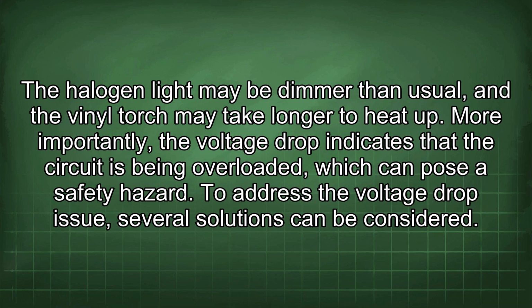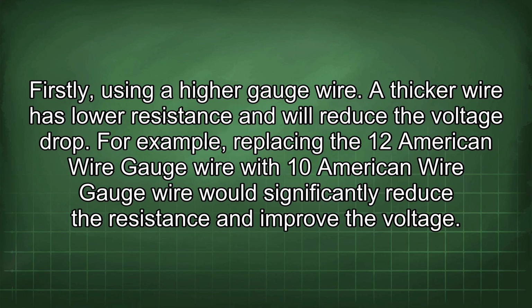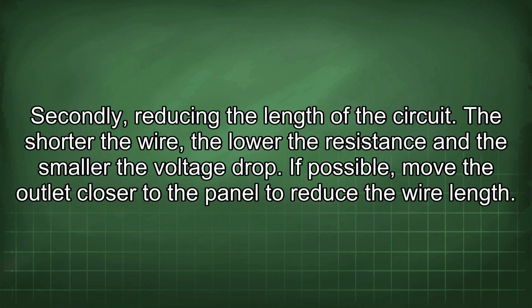To address the voltage drop issue, several solutions can be considered. Firstly, using a higher gauge wire. A thicker wire has lower resistance and will reduce the voltage drop. For example, replacing the 12 American wire gauge wire with 10 American wire gauge wire would significantly reduce the resistance and improve the voltage.